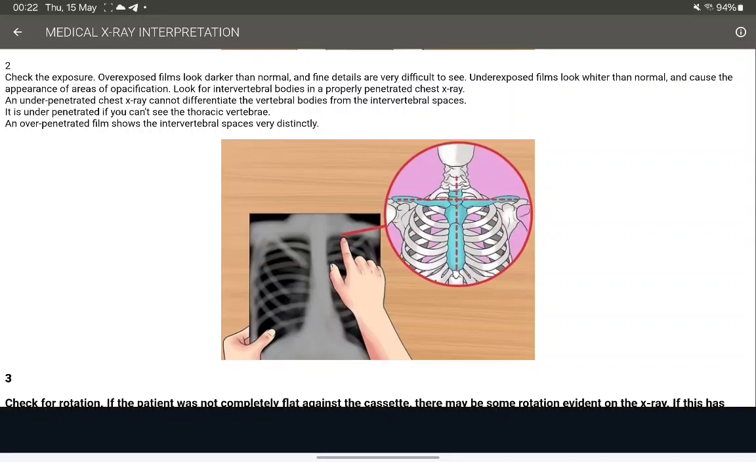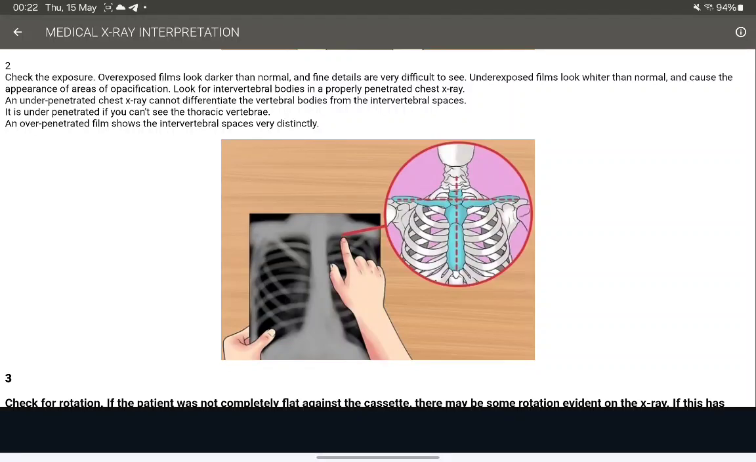Overexposed films look darker than normal. When we say that an overexposed film looks very blackened or blacked out, fine details are very difficult to see. Underexposed films look whiter than normal, and may mimic pathology, although the patient is normal, but these are quality factors. Underexposed films look whiter than normal and cause the appearance of areas of opacification.